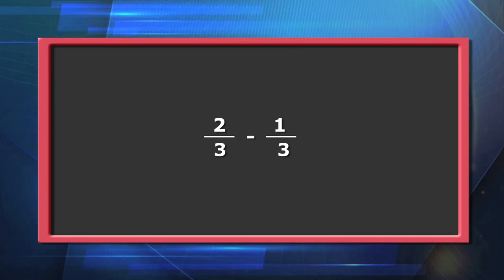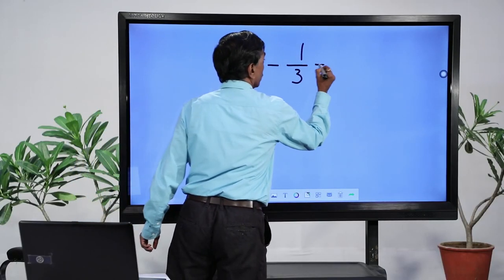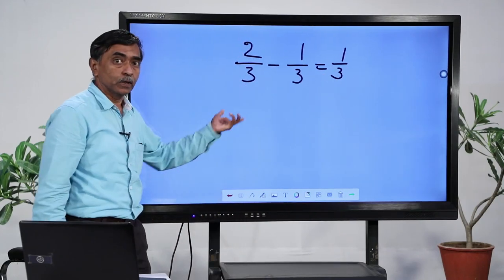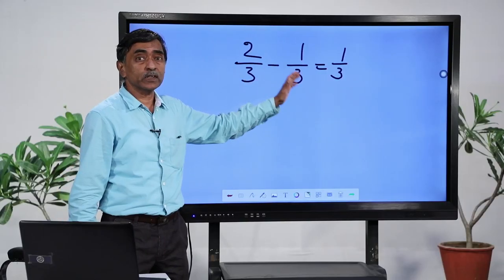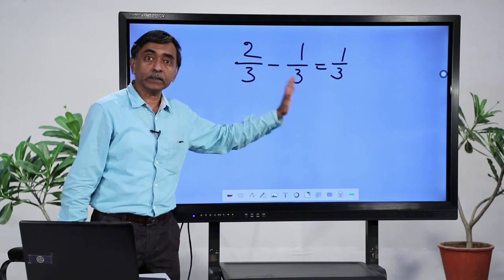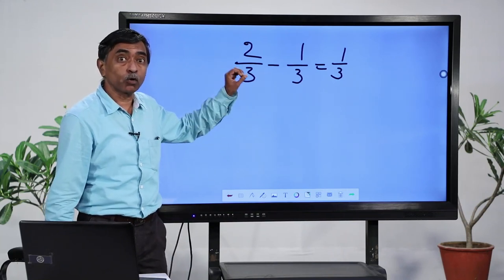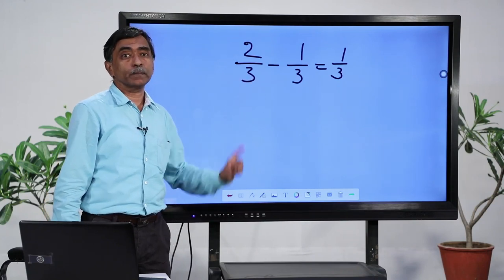When I say 2 by 3 minus 1 by 3, what do you get here? I get 1 by 3 again. Try out different rational numbers, negative rational numbers, positive rational numbers, and take lots of pairs and try to subtract them. You will always find that you are getting a rational number there. So we say that the rational numbers are closed. Rational numbers are closed under the operation of subtraction.